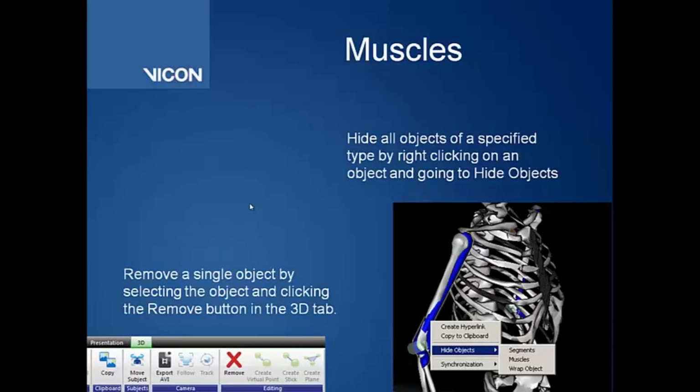If you want to hide any of the objects of a specified type, you can right-click and hide objects just like we did with the markers and the sticks. You can also do that with wrap objects or muscles. To remove any single object, like I showed you, you just select the object and click the Remove button in the 3D tab.